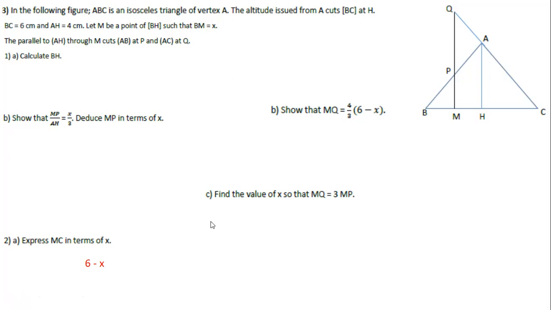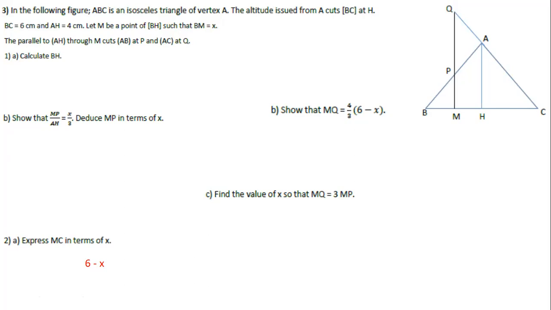Come on, Maryam. Read number 3. In the following figure, ABC is an isosceles triangle of vertex A. The altitude issued from A cuts BC at H.